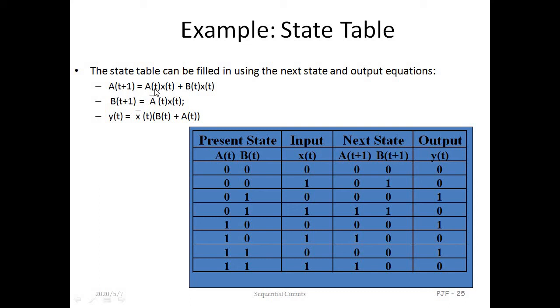Suppose at plus 1 is equal to at xt plus bt xt. Here we are performing an OR operation, and bt plus 1 is the complement of at xt, and yt is equal to x complement bt plus at. Here the present state is at and bt, and the input is xt. The next state is at plus 1 and bt plus 1, and then the output. So when you apply 0 0, the input is 0, so at t plus 1 it is 0 0, and output is 0. Next is 0 1, again 0 1 and output 0, and so on.